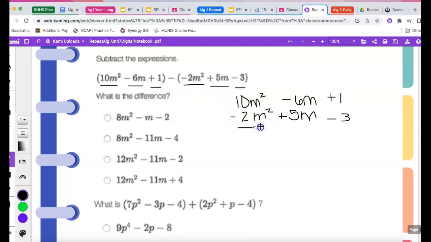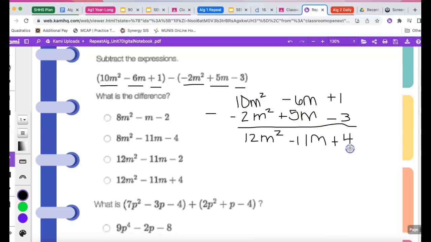So we're subtracting all of these terms, so we put a minus sign. 10 minus negative 2 is the same thing as 10 plus 2. So we'll have 12m and keep the exponent of 2. You never change the exponent, and you never change the variable. Then the next set, we have negative 6 minus 5, which is negative 11, and you keep the m. This one is 1 minus negative 3, which is the same thing as 1 plus 3, which is positive 4.